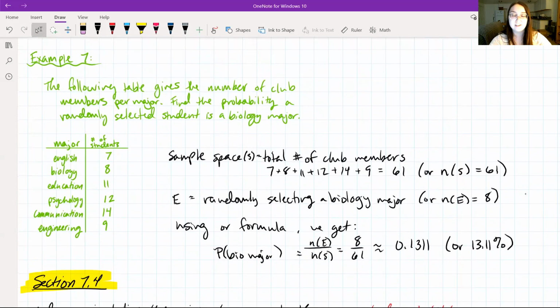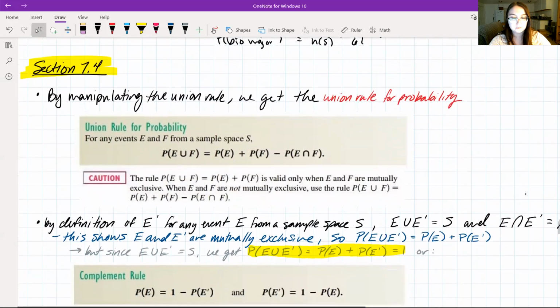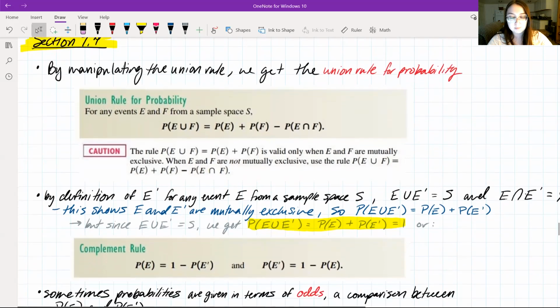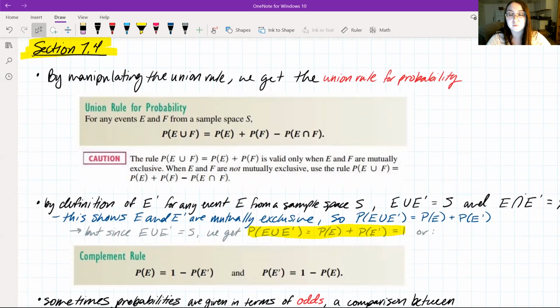All right, so on to our very last section, section 7.4. We're going to be using a lot of our probability definitions and just all the definitions in general that we've learned before the section. So by manipulating the union rule, we can get the union rule for probability. It's pretty much the exact same thing. It's just now we have probability instead of number of elements. So we have the union rule for probability for any events E and F from a sample space S. The probability of E union F is equal to the probability of E plus the probability of F minus the probability of E intersect F.